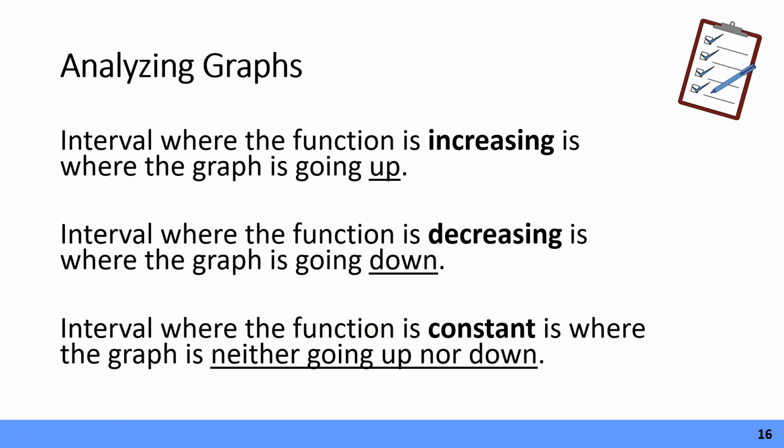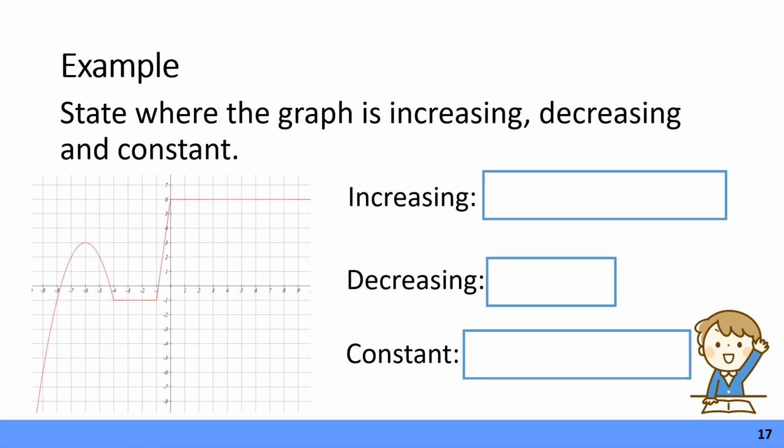So we're going to be working on 2 examples right now, so you can see what we mean. So just remember, increasing means up, decreasing means down, and constant is just constant, right? So it's neither going up nor going down. Okay, so let's go ahead and look at this graph, right? So this is a really weird looking graph. And we have to identify where it's increasing, where it's decreasing, and where it's constant.